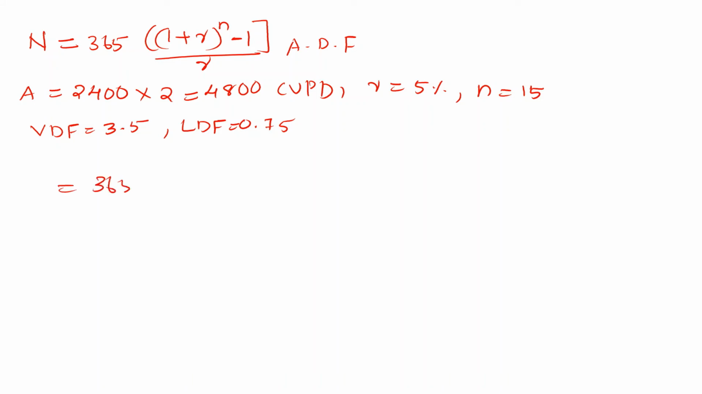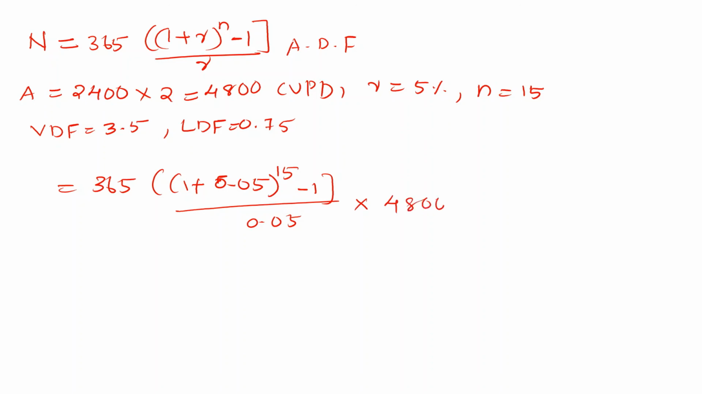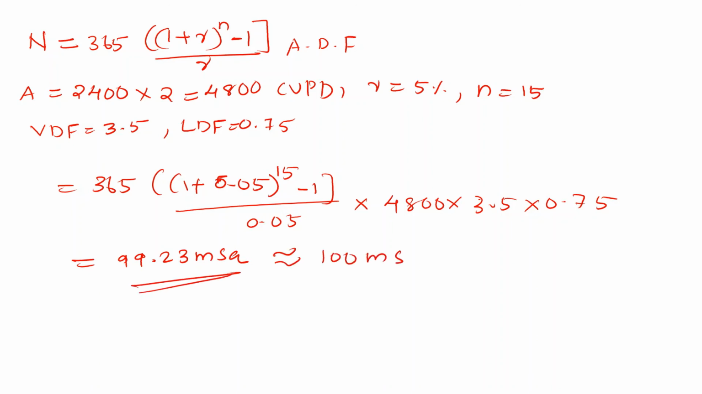So we will get 365 into (1 plus 0.05) raised to 15 minus 1, divided by 0.05, into traffic 4800, into the vehicle damage factor and distribution factor. Substitute this, calculate the value, and you will get 99.23 MSA. That is, we can take it as approximately 100 MSA.